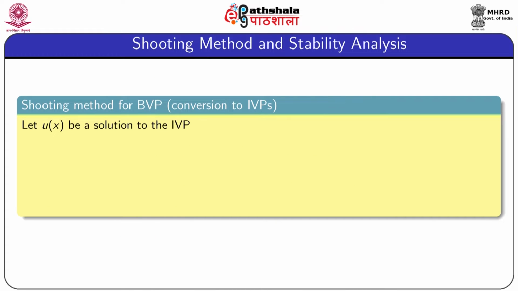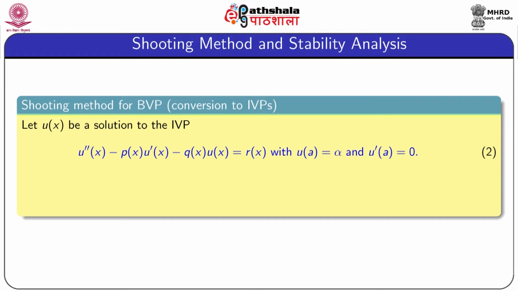Let u(x) be a solution of the initial value problem u'' minus p(x) u' minus q(x) u equal to r(x) with the initial conditions u(a) equal to alpha and u'(a) equal to 0. That means the initial condition is taken in this form.